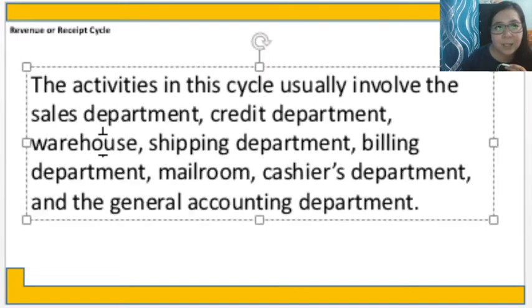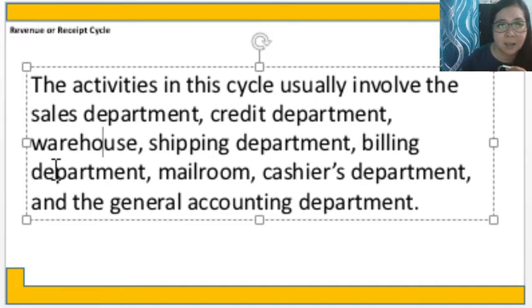The activities in this cycle usually involve the following departments. We have the sales department and the credit department. The sales department is basically where the source of revenue comes from, from the sale or the performance of services. The credit department will come in once the entity extends a loan or a credit transaction of the sale to their customers.